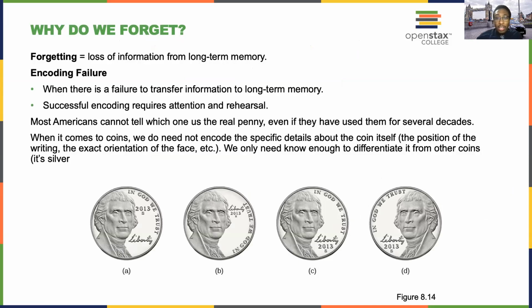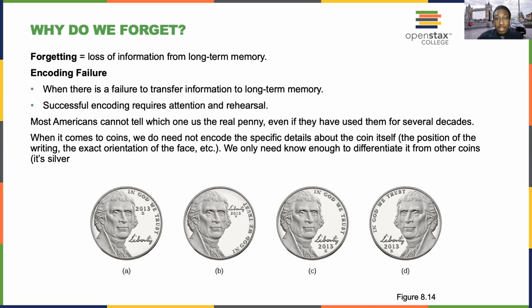In this case, we would call it an encoding failure, where there is a failure to transfer information into long-term memory. For most people, it's not important to know what the exact layout of the back of a nickel is. The most important thing to know is to be able to differentiate between a nickel and, say, a penny or a dime or a $1 bill, and just be able to know the different quantities that these coins represent. By virtue of being silver, you can take a guess at how much the coin is worth, and being able to contrast it with, say, a 25-cent coin.